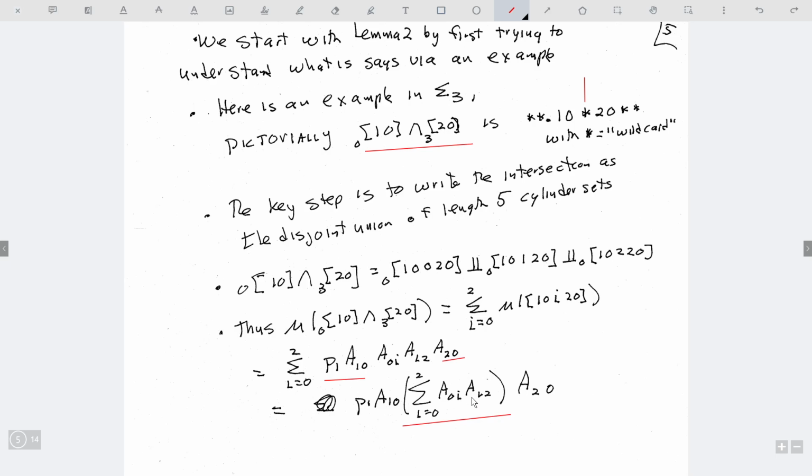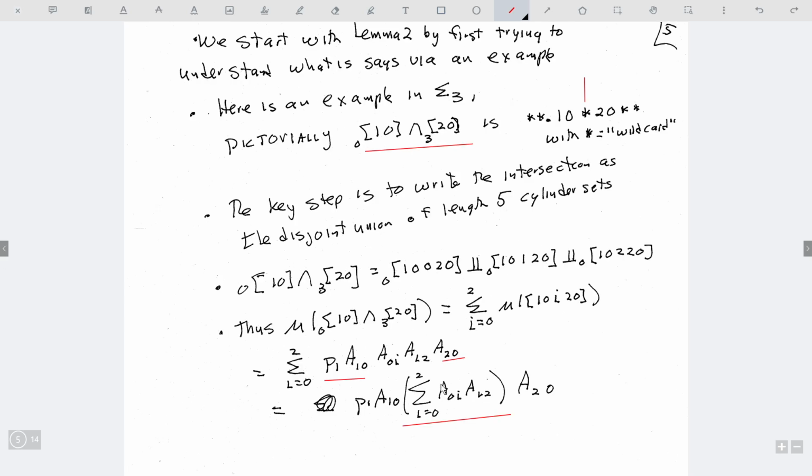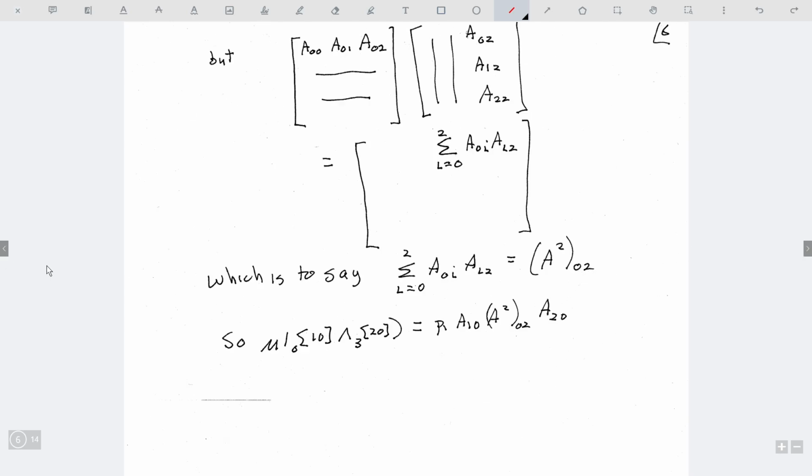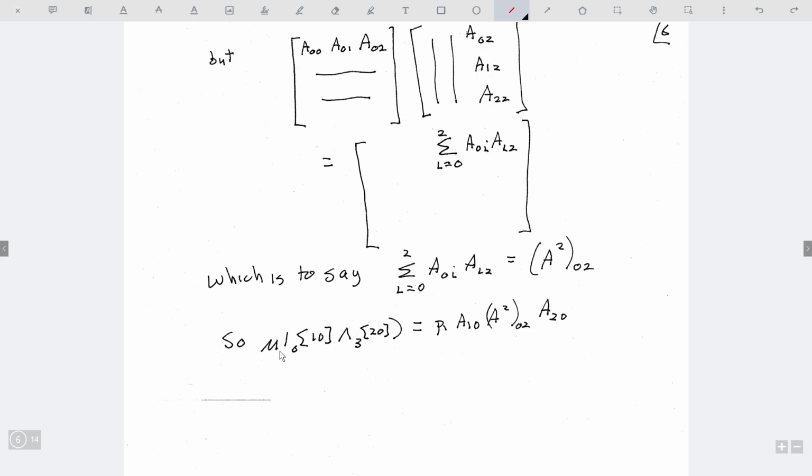If you've done a fair amount of linear algebra, this should be familiar. You have repeated indices here together, if you know tensor notation. But if you just look at matrix multiplication, if you do the 0th row times the second column, you get exactly this sum. So this is basically matrix multiplication: this sum is actually just A squared from 0 to 2, the 0 coming from the last entry here, and the 2 from the first entry here. So we can rewrite our formula: the measure of this intersection is P1, A1 0, and then we get the square, the entry 0, 2, and then 2, 0.